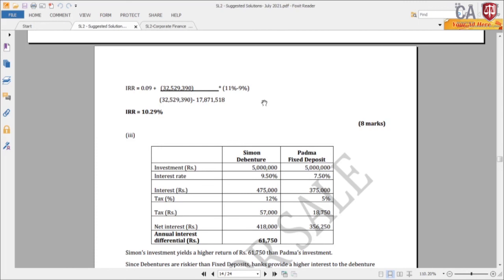So the yield of the instrument, or the cost of the debenture, is 10.29. Even though it looks like 9.5 is the cost based on the interest, the real cost for the company is roughly 10.29.